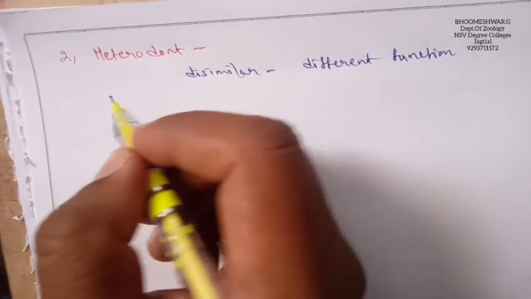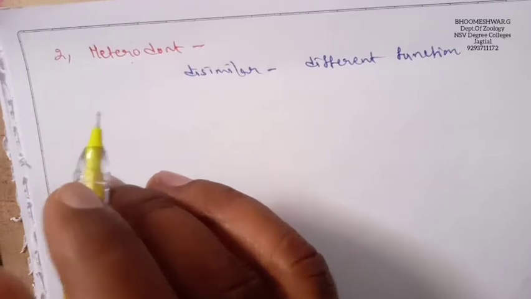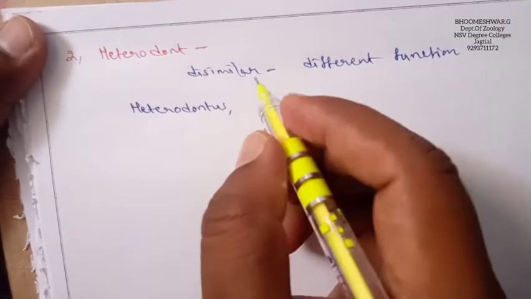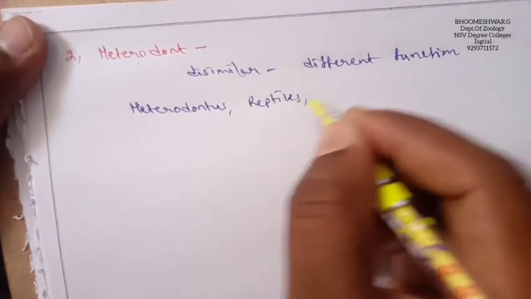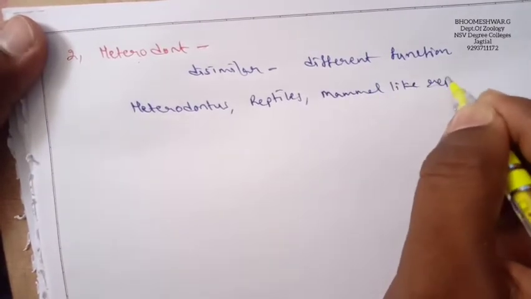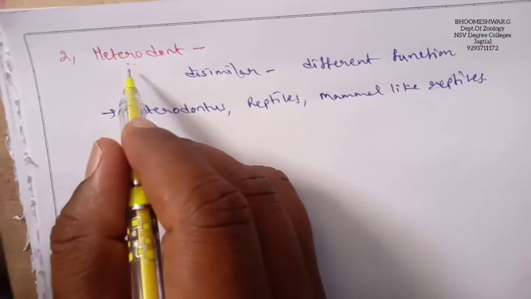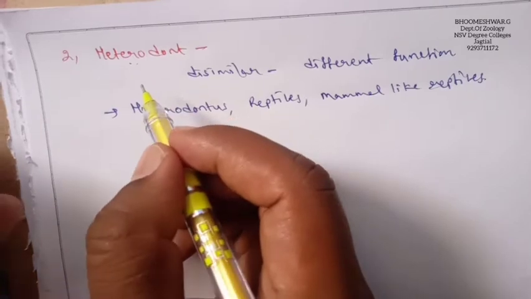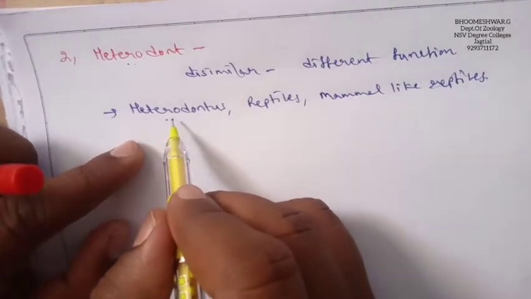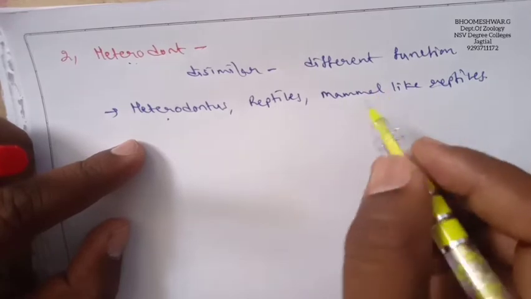Except in mammals, the heterodont condition is found in Heterodontus, commonly called the Port Jackson shark, and at the same time in several reptiles, especially mammal-like reptiles. The majority of mammalians show the heterodont type of condition.